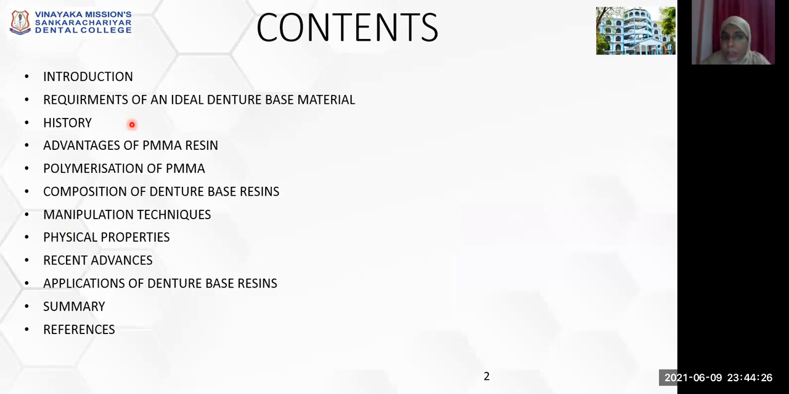which is nothing but polymethyl methacrylate, the polymerization reaction involved in this material, the composition of the denture base resins, the various manipulation techniques, the physical properties, the various recent advances, and the various other applications of denture base resins apart from the denture bases. A brief summary, followed by the references.